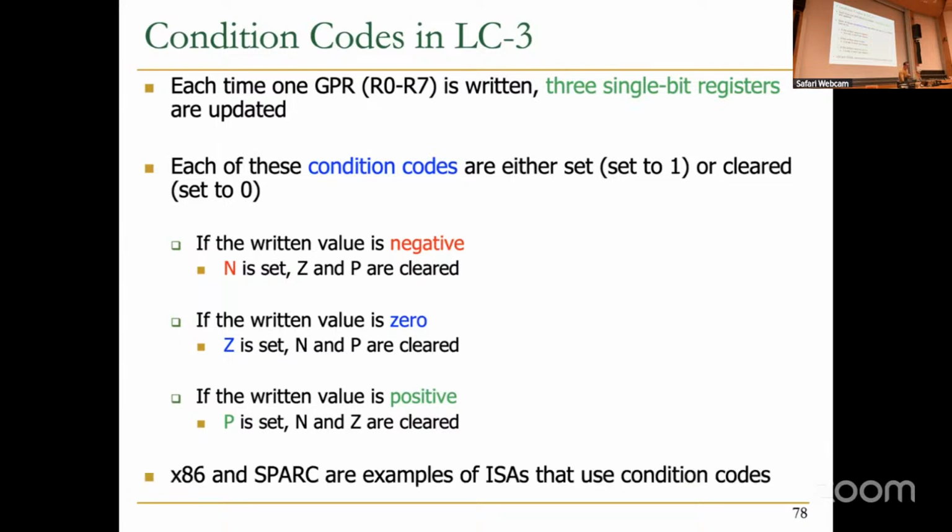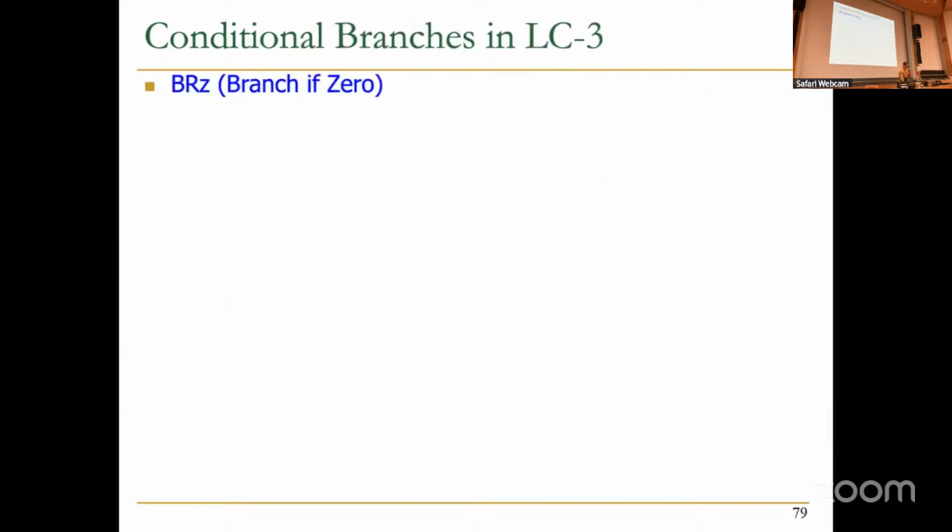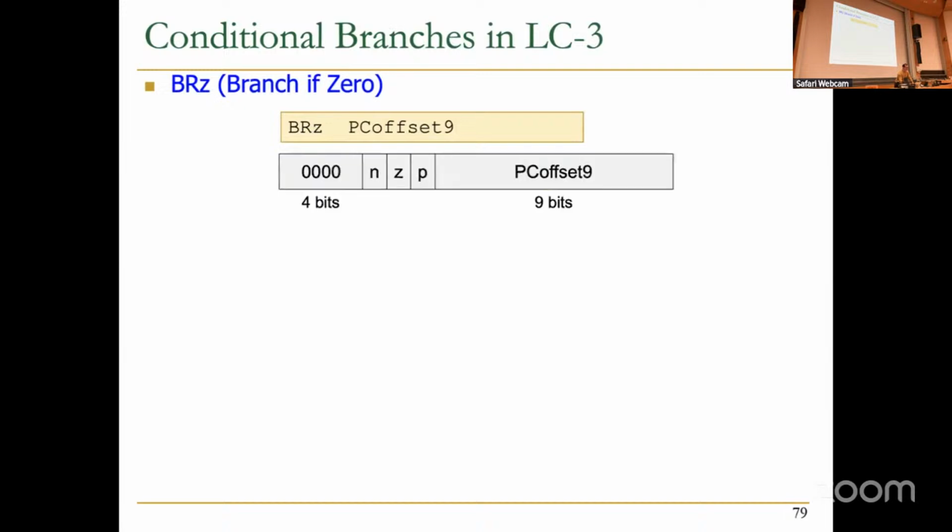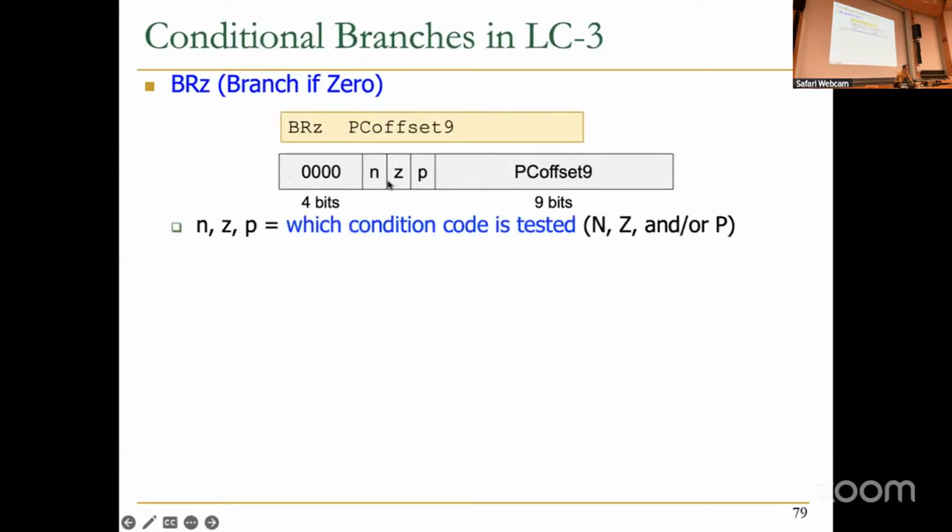So x86 and SPARC are actually examples of ISAs that use condition codes. This is used in real life. If you program in x86, you will see it. So let's take a look at branch if 0. So this is the assembly of this. This is the encoding. So the branch opcode happens to be 0000. There are 3 bits in the instruction encoding, which tell you which condition code this instruction tests. In this case, branch if 0 means that you should change the program counter to a target value only if the condition code is 0.